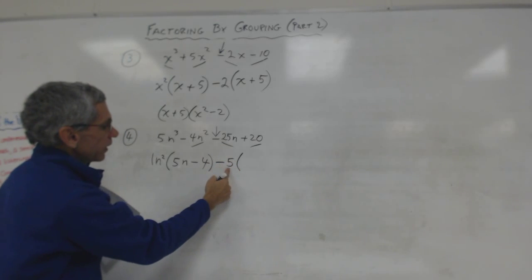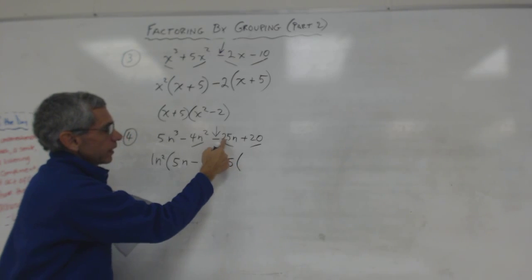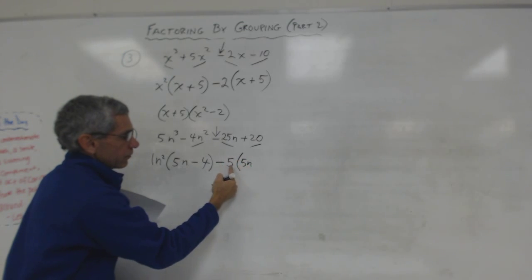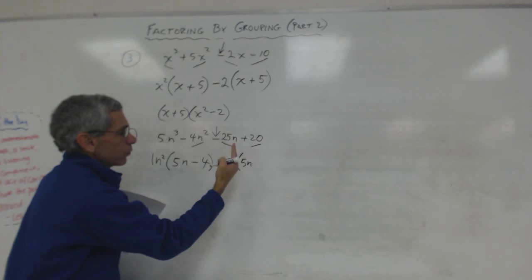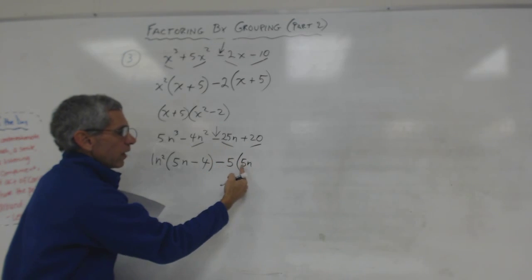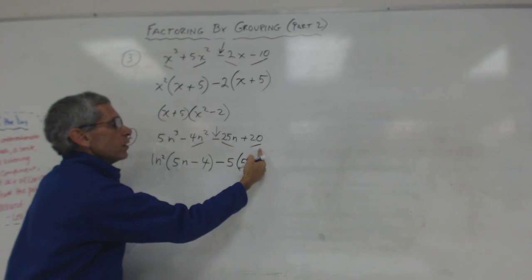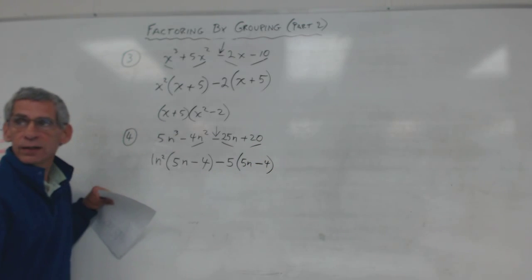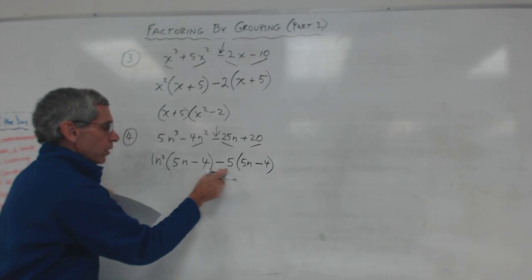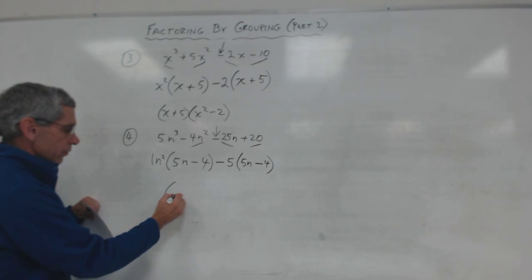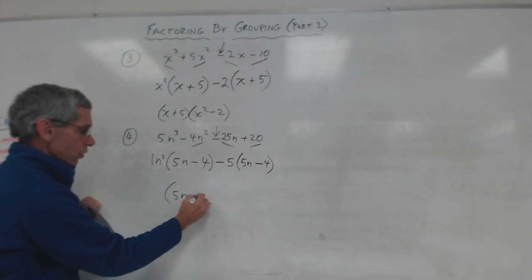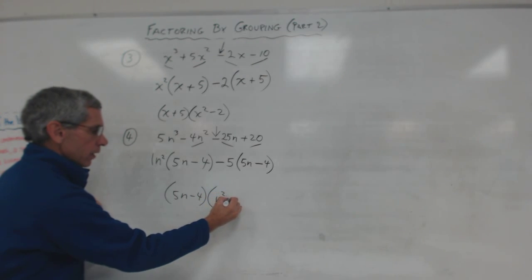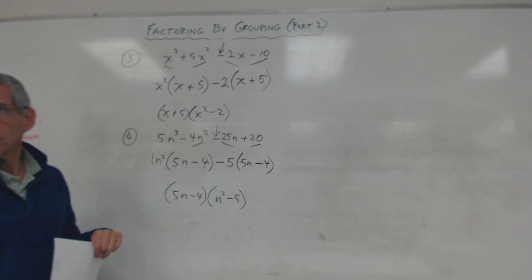But first of all, negative 5 times what is negative 25n? 5n. 5n, right. Exactly. Negative 5 times 5n is negative 25n. Perfect. Minus 4. Negative 5 times negative 4 would equal 20. You see? Now look, I have my blobs and they're the same, so I can factor out my blobs. 5n minus 4, and then parenthesis n squared minus 5, and I'm done.